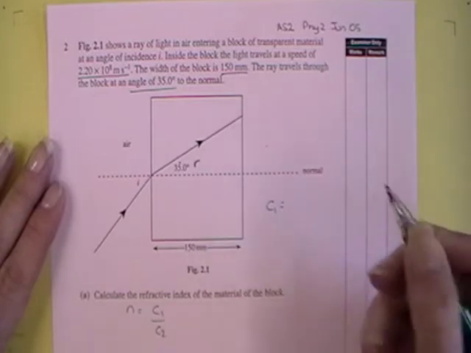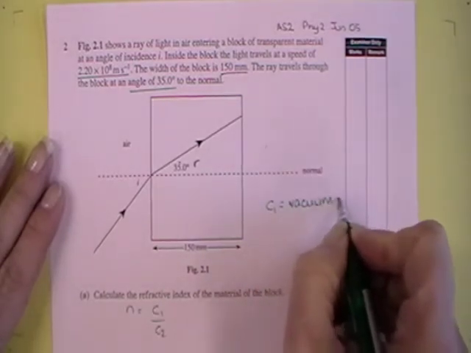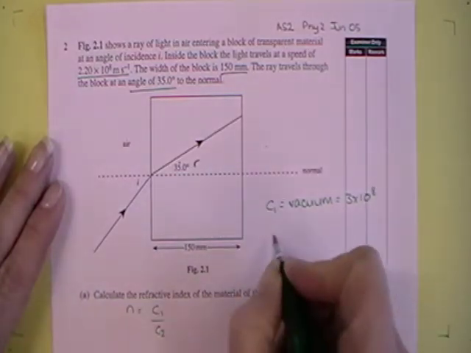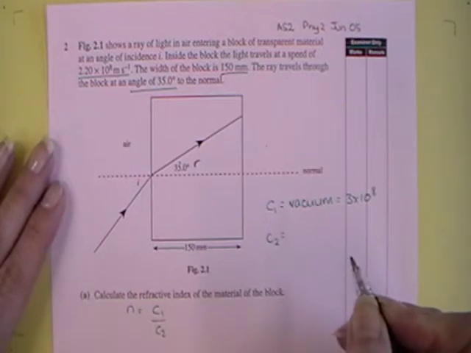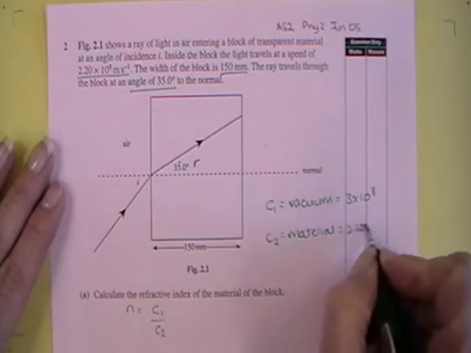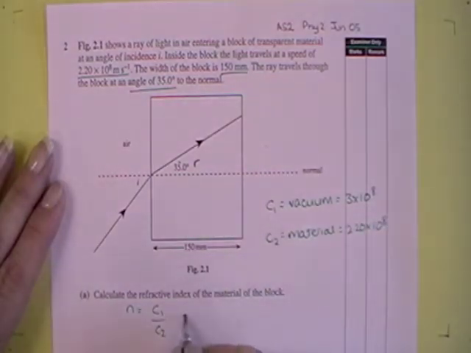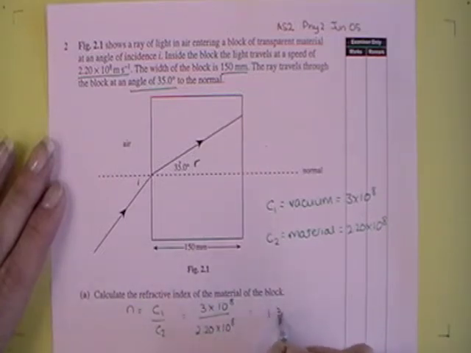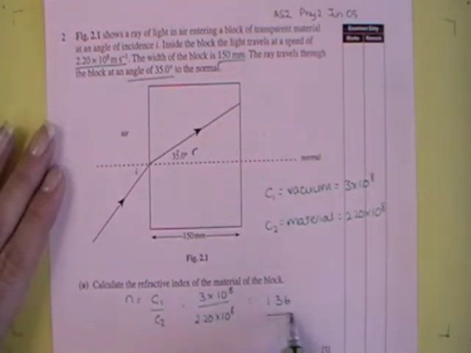Now, c1 is the speed of light in a vacuum, which we know is 3 × 10^8. The question then tells us c2, which is the speed of light in the material, and it tells us that it's 2.20 × 10^8. Therefore, the refractive index is 3 × 10^8 divided by 2.20 × 10^8, and if you calculate that, it's 1.36. Now, the mark scheme does say that the answer should be to 2 decimal places, although it doesn't tell you that in the question. Therefore, your answer is 1.36.